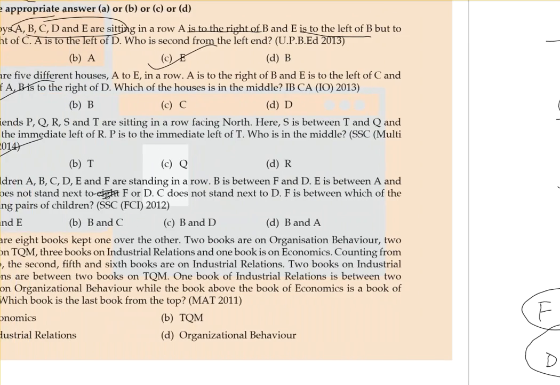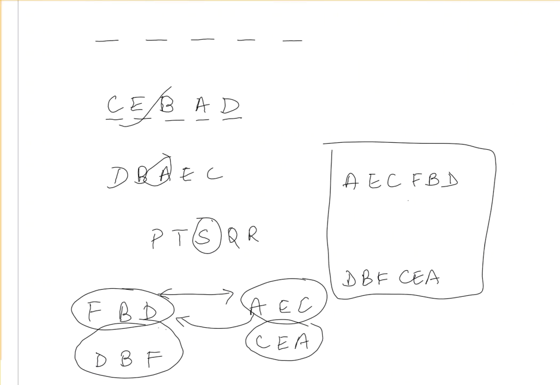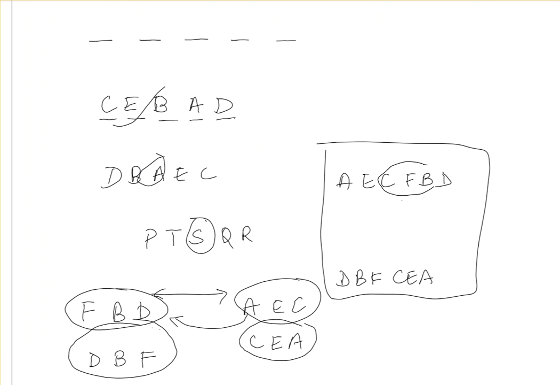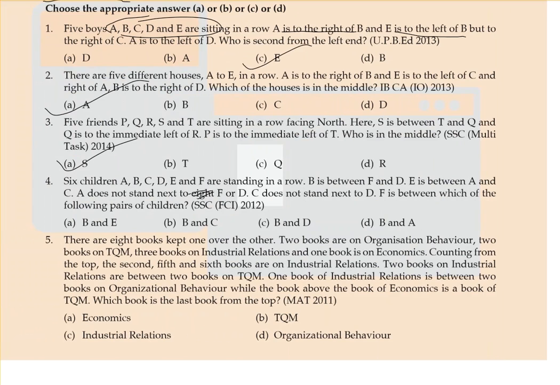Let us take a look at the question. F is between which of the pairs of the children? F is between C and B according to this. F is between C and B according to this also. So in both cases we get the same answer. So this question is answerable, B and C.